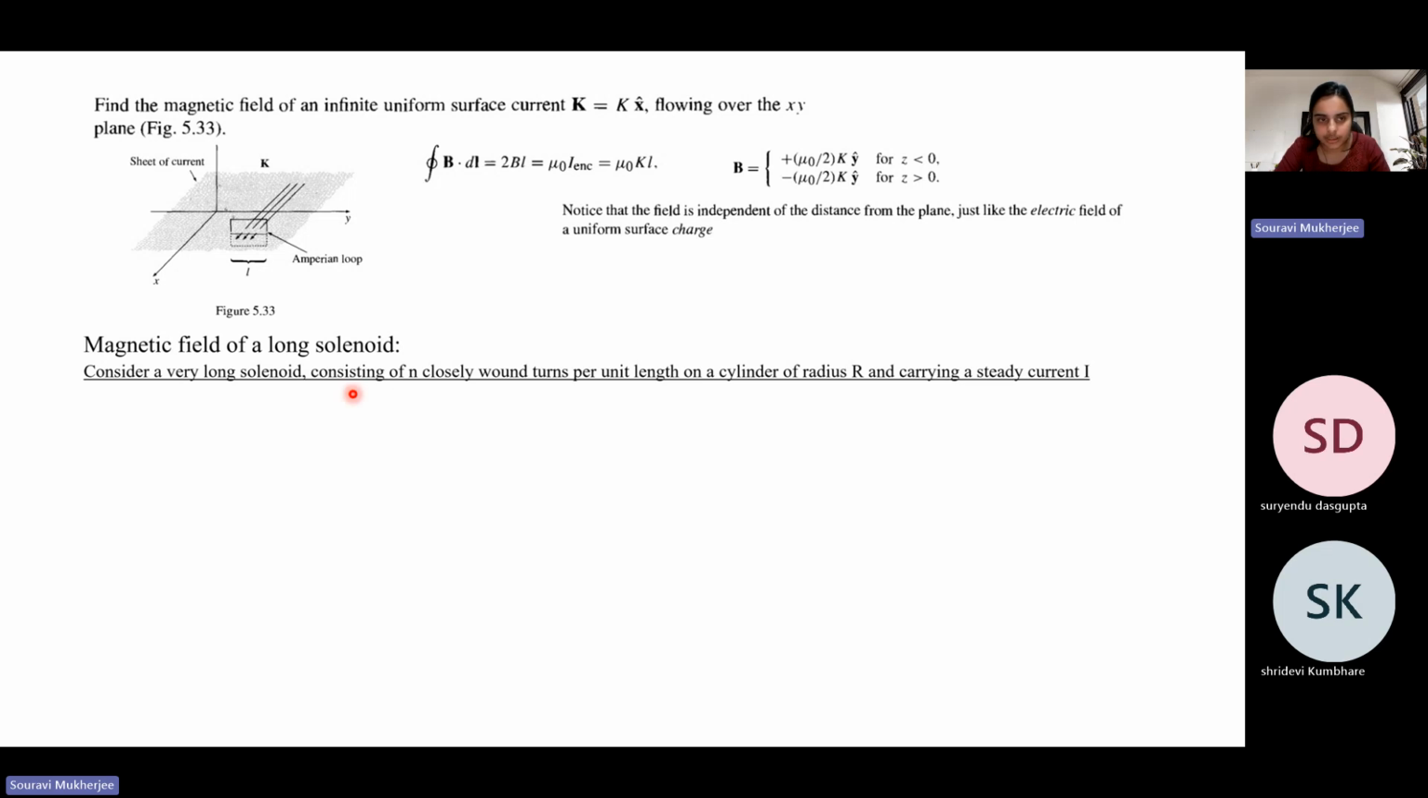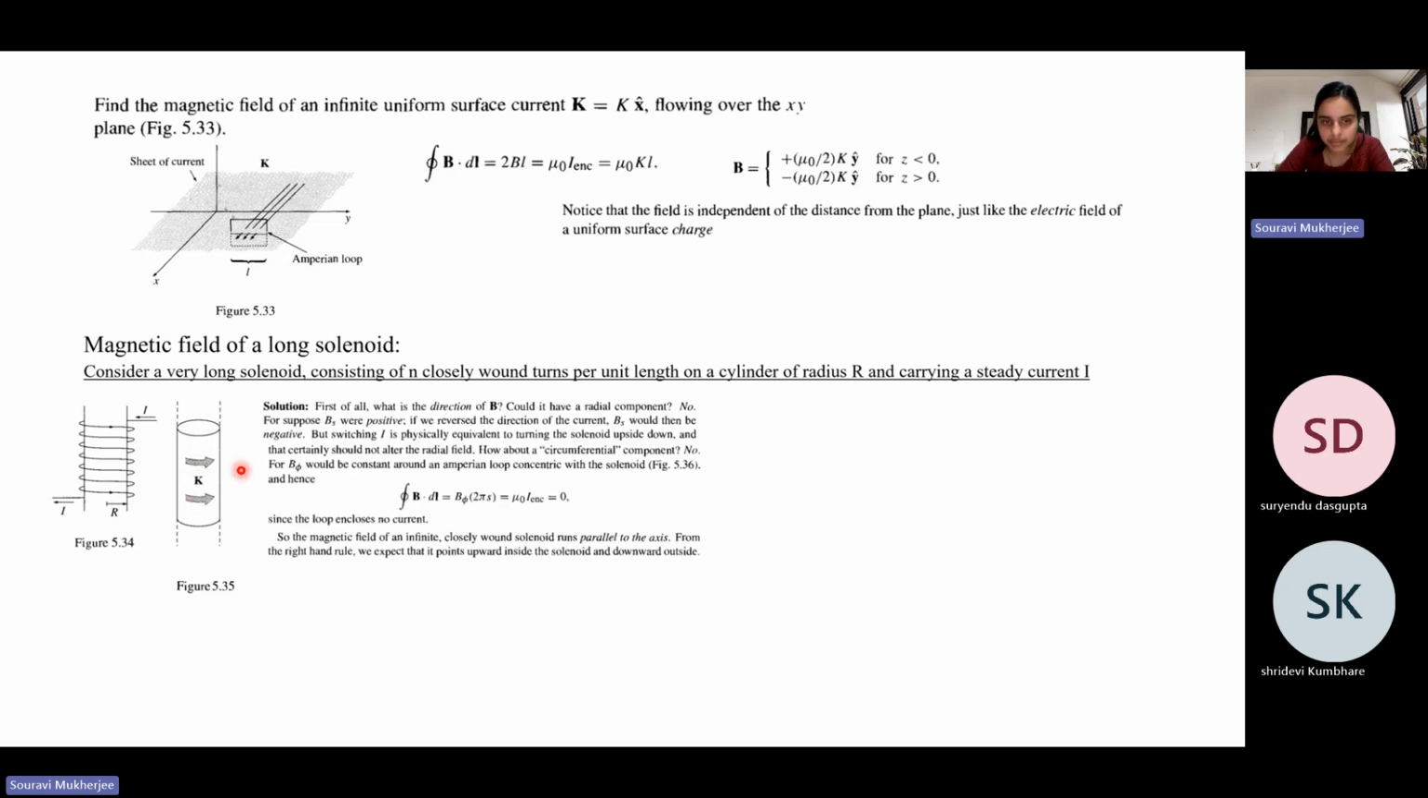So another kind of question could be to find the magnetic field for a long solenoid, and this is a very standard result. A solenoid is closely wound turns of wire through which current flows. So if you have n such turns per unit length, the radius is r, and the steady current is I, then you can again have something like this. Because the current is flowing through the wire, you can think of it as having a surface current density given as K. And then you can again consider a typical Amperian loop.